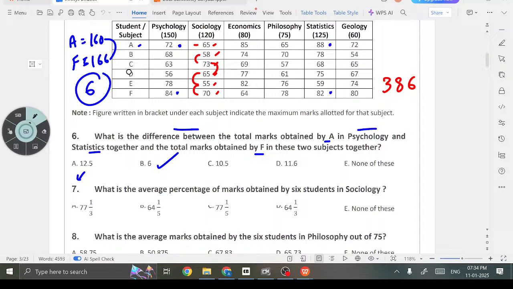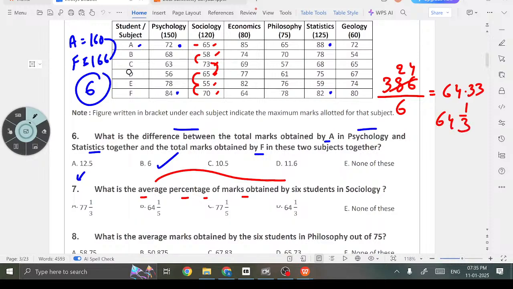Now what are they asking? What is the average percentage of the marks obtained by 6 students? First of all, remove percentage. What is the average marks obtained by 6 students? Average marks is the total marks divided by 6. The total marks divided by 6: 6 sixes are 36, and 24 is remaining, which will be equal to 64.33, or I would say 64 1 by 3. This is the average marks.